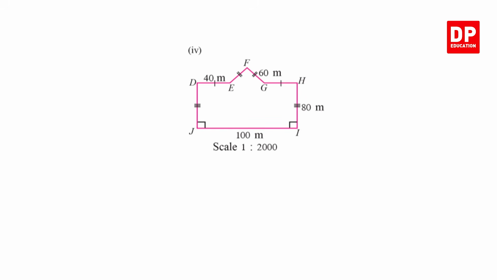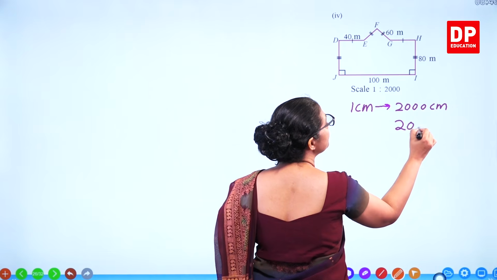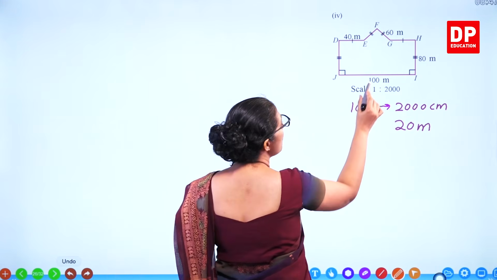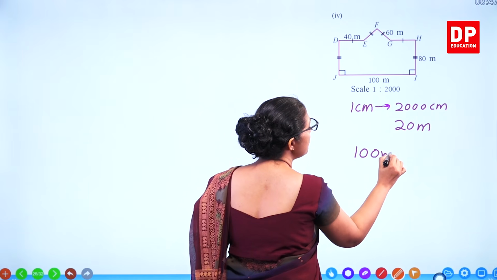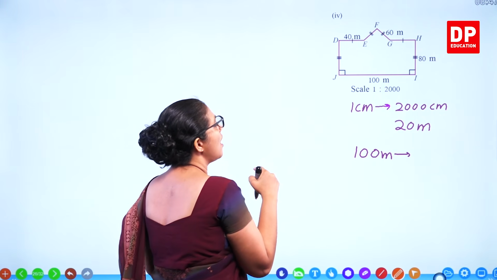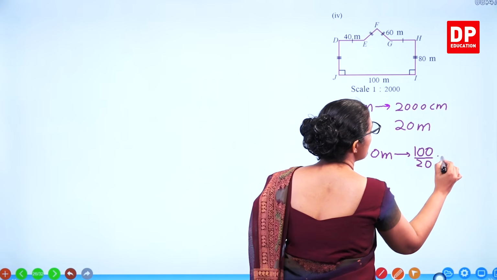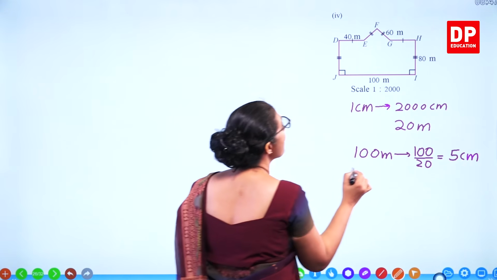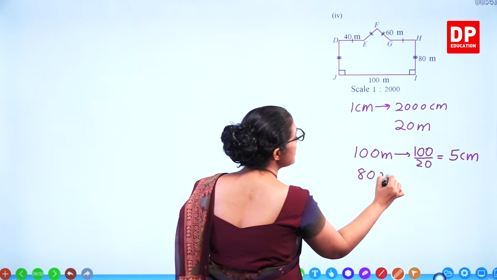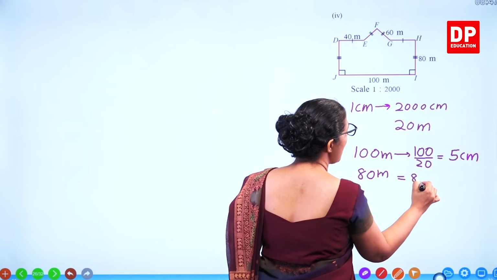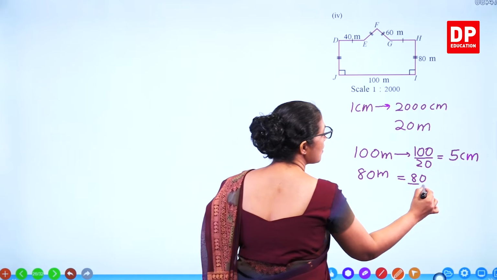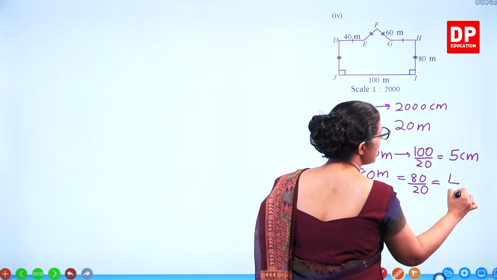This diagram 1 to 2000 scale. So 1 centimeter represents 2000 centimeters. Divide by 100, you get 20 meters, means 1 centimeter. Now we can find out all the lengths. 100 meters means 100 divided by 20, that's 5 centimeters. 80 meters means 80 divided by 20, that's 4 centimeters.